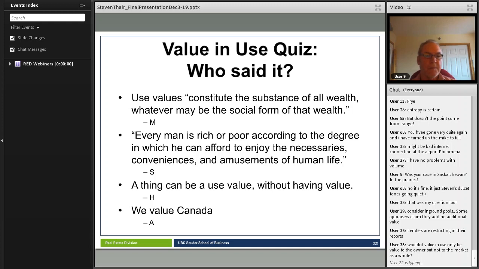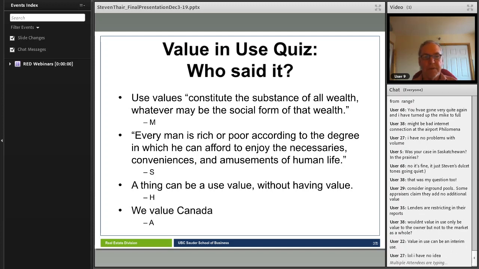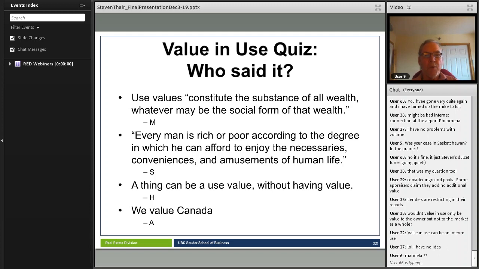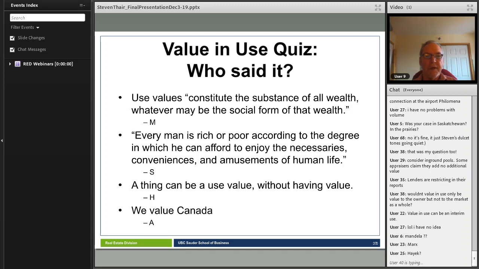So here's a quiz. You probably don't have the names of some very famous economists on the tip of your tongue, so I've given you a clue. Under each statement, there is a capital letter, and that is the first letter of the last name of three very famous economists. So my point is, all of these famous economists say that value in use, or use values, is the basis of market value and the basis of value in exchange.